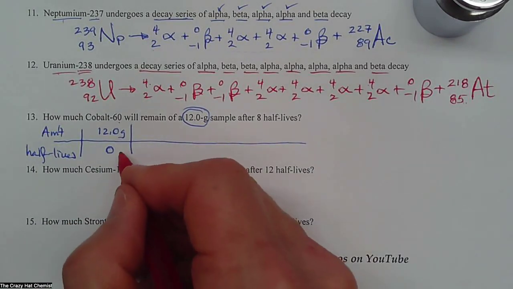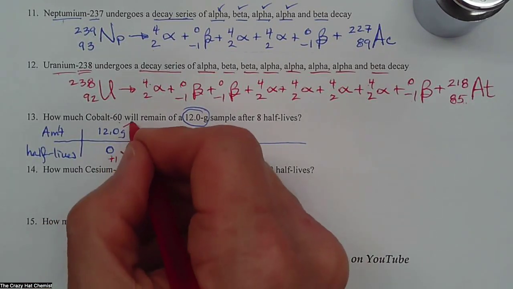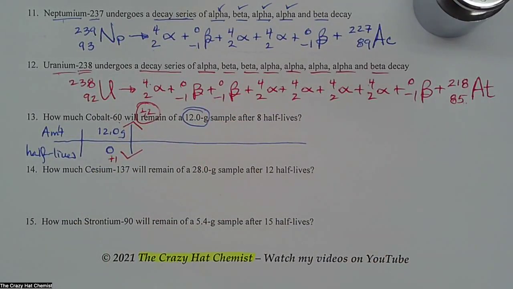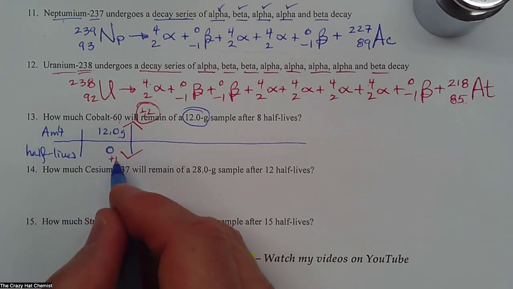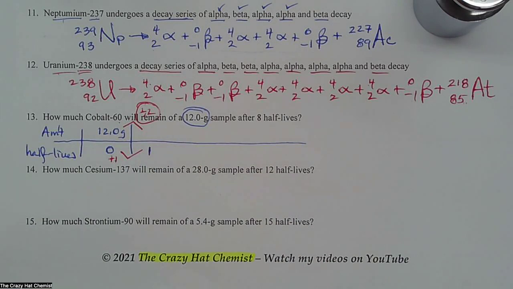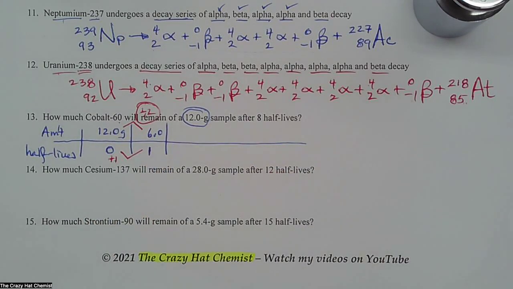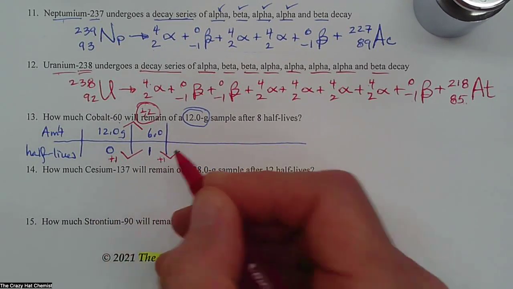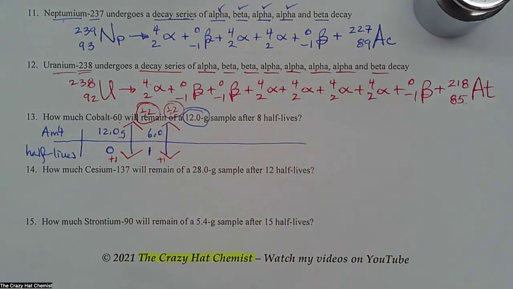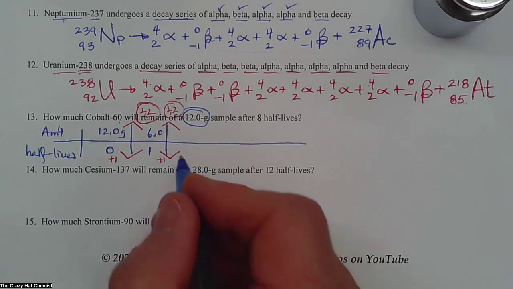And then what do I do from this point to that point? I'm going to add 1. What do I do from here to here? We're going to divide by 2, and then we're going to get those numbers. So 0 plus 1 is 1. 12 divided by 2 is 6. So I got 6.0. Now we're going to keep on doing this. We're going to add 1 in this column, and in this column we're going to divide by 2. We're going to keep on going until we get to 8 half-lives, and I'm going to stop when I get to 8 half-lives.